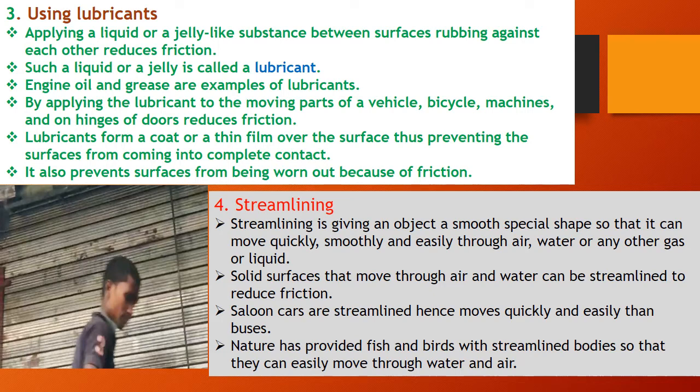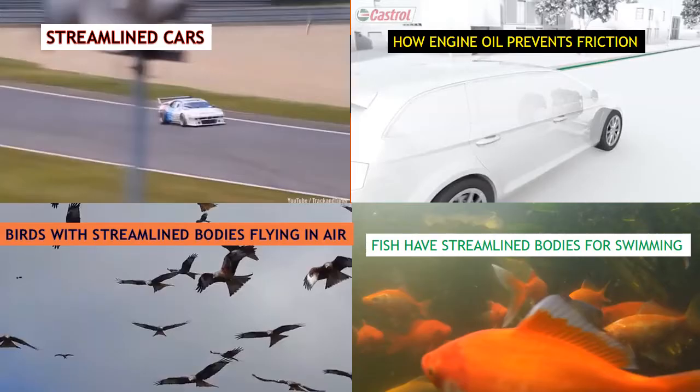Nature has provided fish and birds with streamlined bodies so that they can easily move through water and air, and as we can see, aeroplanes are also streamlined so that they can move easily and smoothly in air. The following videos show how streamlined bodies are used in movement. Keep watching.